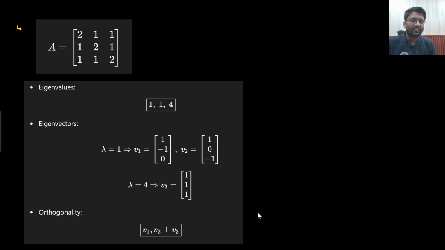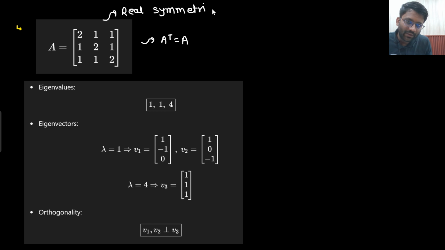I would have simply taken a matrix A. Is it a real symmetric matrix? Is it a real matrix? Yes, sir. Is it symmetric as well? Yes, sir. Real symmetric matrix. Can I find out its eigenvalue? Do it on your own and find out the eigenvalue. It is coming out to be 1, 1, 4. So with respect to lambda equals 1, I find out the eigenvectors, which were v1 and v2. And with respect to lambda equals 4, I find out the eigenvector, which was v3.